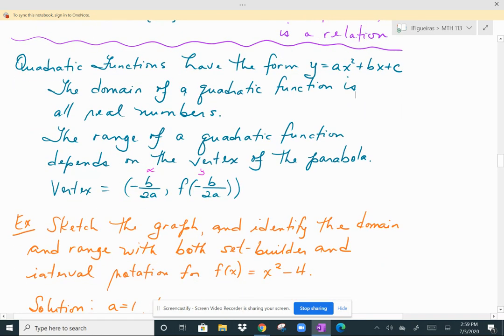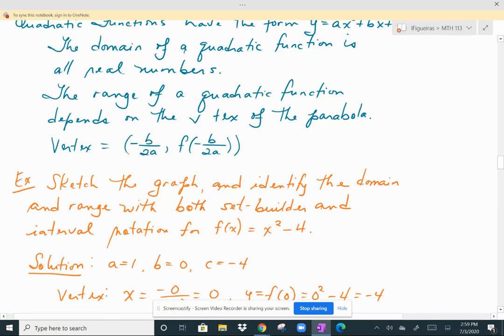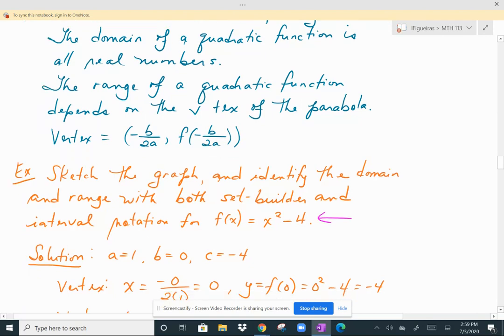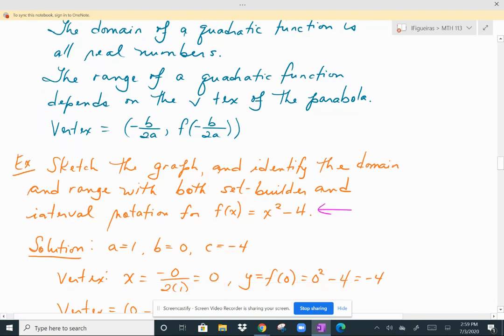let's work with this. Let's sketch a graph of a quadratic function. The graph is going to be called a parabola. And then identify the domain and range for this function, and we're going to use both set builder and interval notation. So f of x equals x squared minus 4.